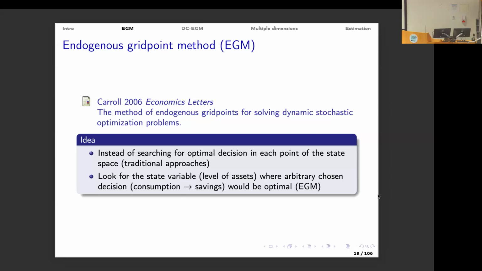The promise is that what if we didn't have to do these root finding operations? And the idea is very simple. Instead of searching for the optimal decision in a fixed point in the state space, we can actually find the point in the state space where a particular decision would be optimal. So it's kind of turning the problem inside out, right? We can go through potential decisions, outcomes, and then recover the points in the state space where these potential outcomes would be optimal. And therefore, the grid becomes endogenous.